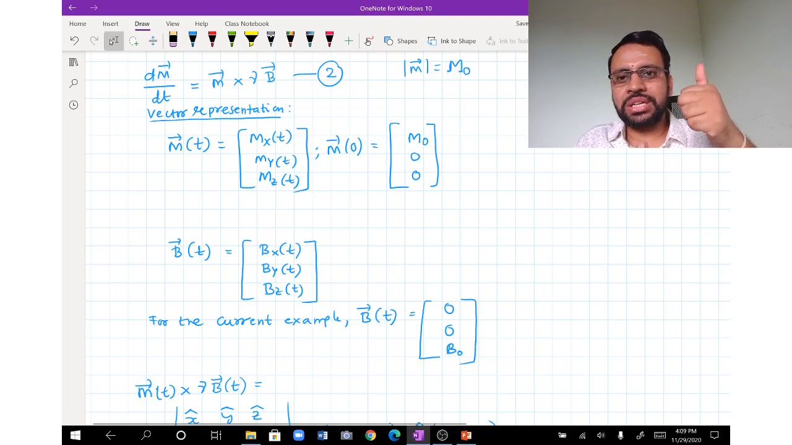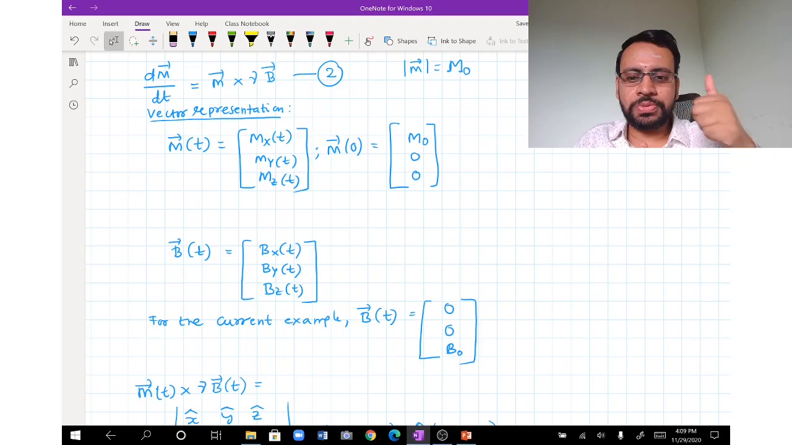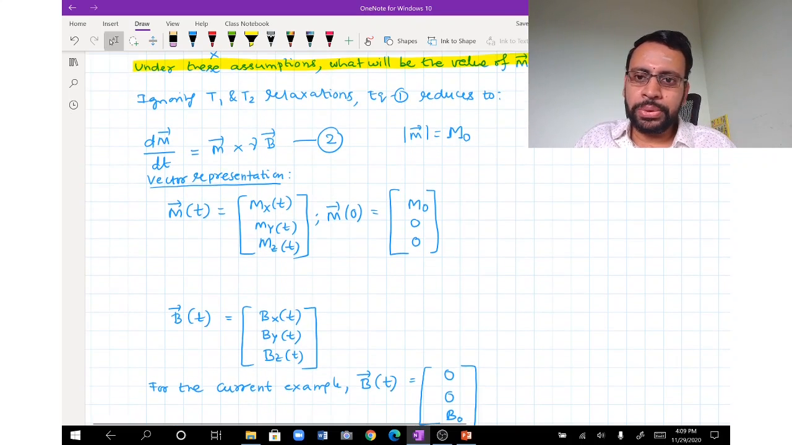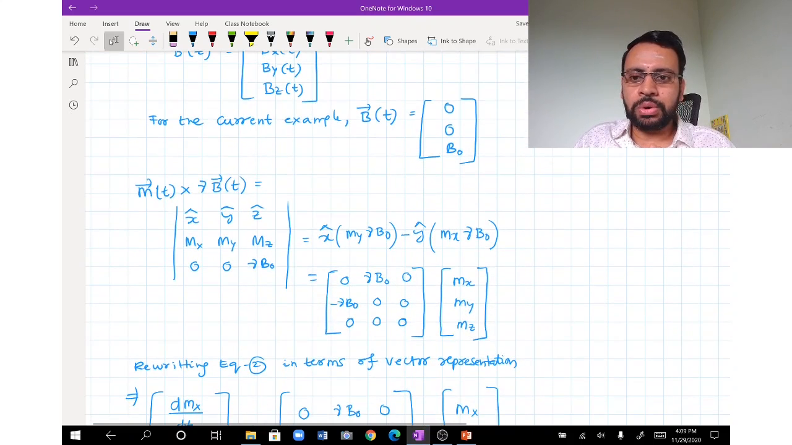Okay, a constant uniform magnetic field is applied. Now you compute m bar cross product with gamma times B bar. So how do you compute it? You are all pretty familiar with the cross product.